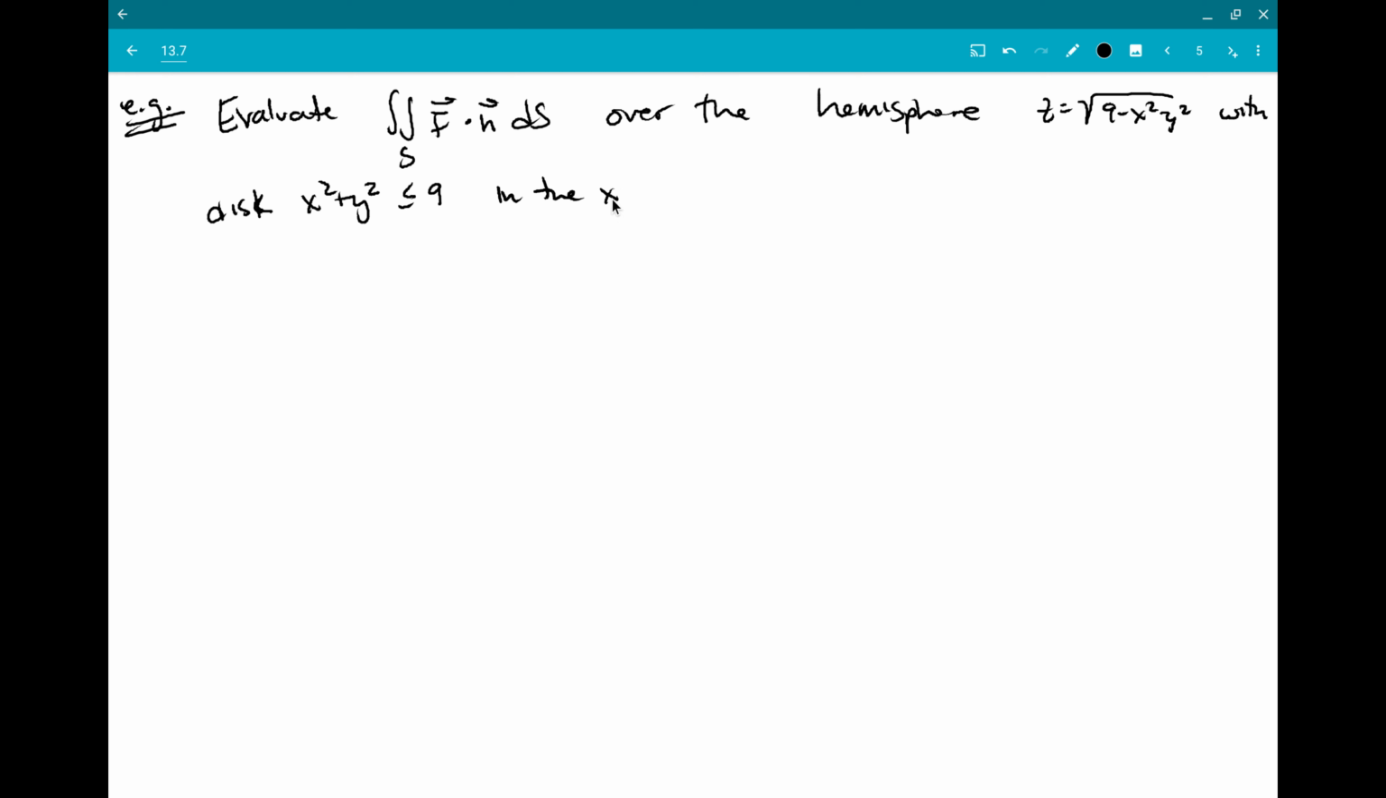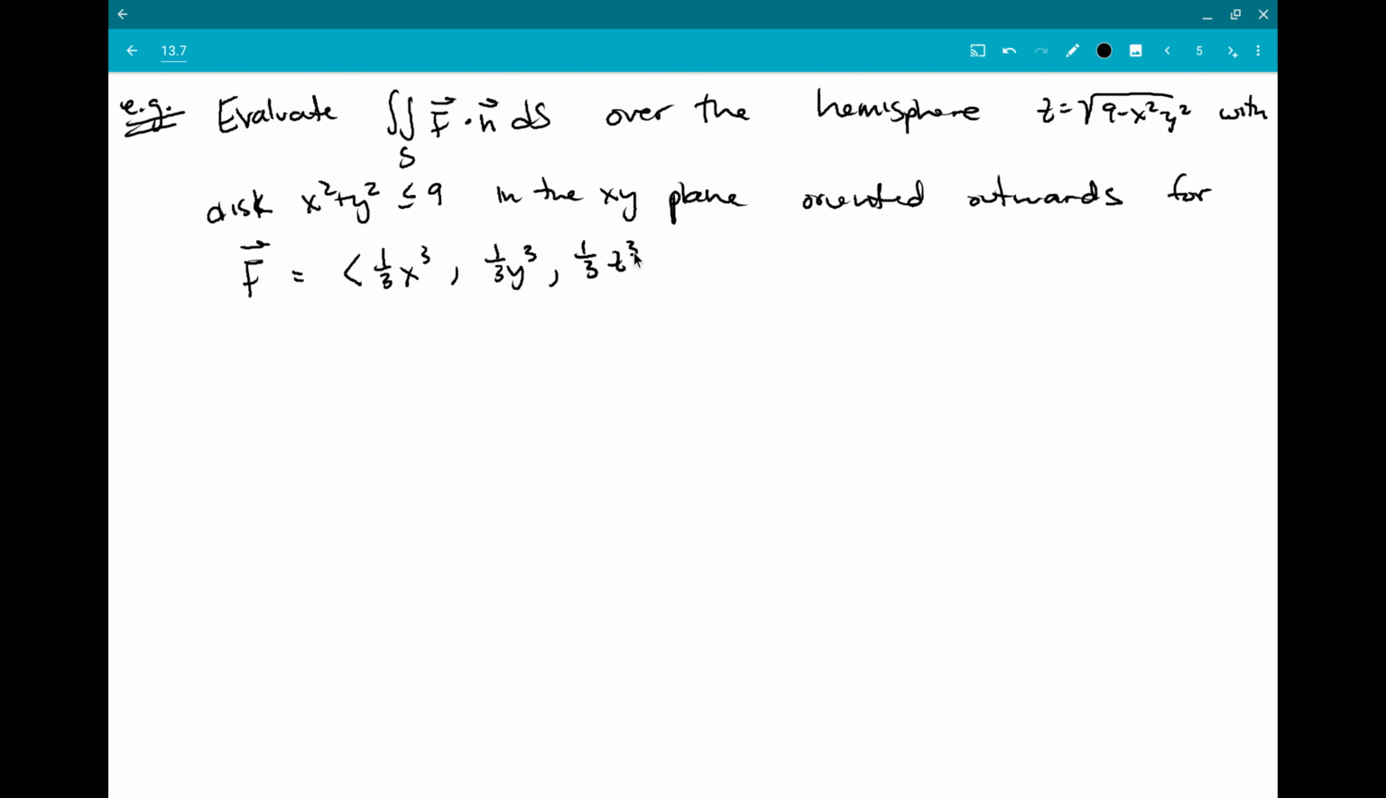In the xy plane, oriented outwards. For F, and I want to have to convert this afterwards, so it's going to be 1/3 x cubed, 1/3 y cubed, 1/3 z cubed.